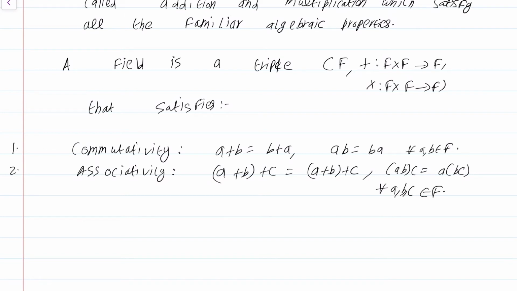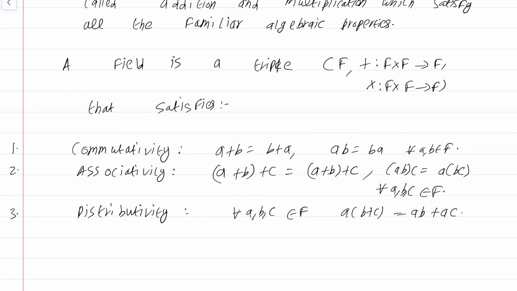The third property is distributivity. So far, the properties that we have written all have to do with either addition or multiplication. This is the first property that involves both. For all a, b, c in F, a times (b plus c) is ab plus ac. 4. Existence of additive identity.